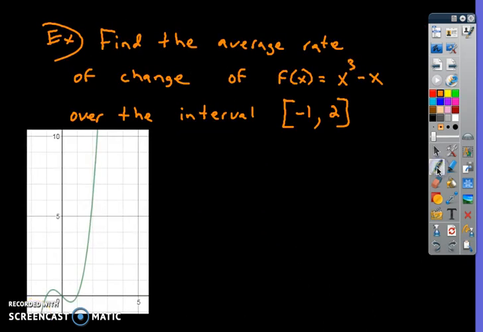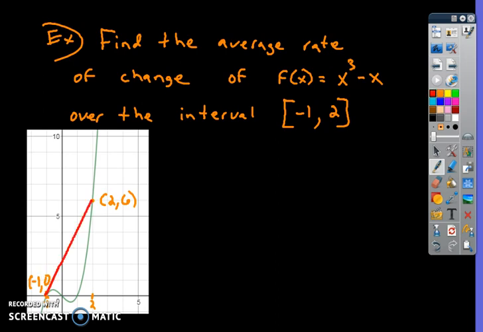All right, so I actually graphed this function already. It says find the average rate of change of this function, x cubed subtract x, over the interval -1 and 2. So this is where x is -1, this is where x is 2, and you want to find the average rate of change on that interval. So I need the coordinate where it meets 2. So it meets 2 right there. That's coordinate (2, 6). That's coordinate (-1, 0). So those are my two coordinates.